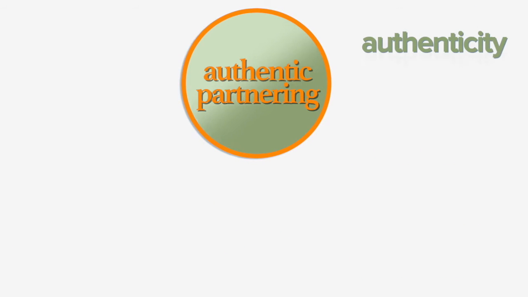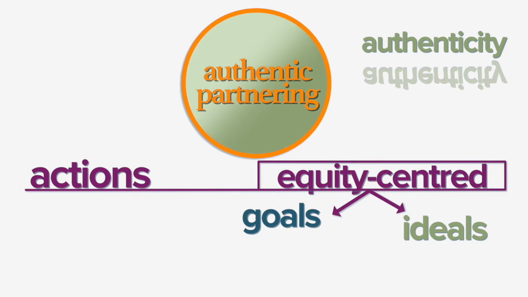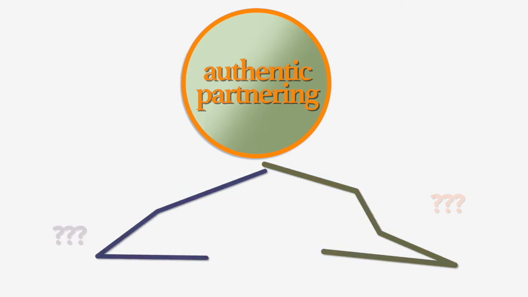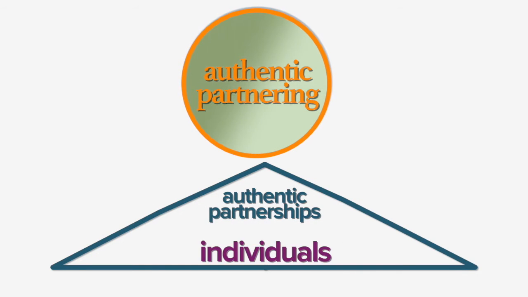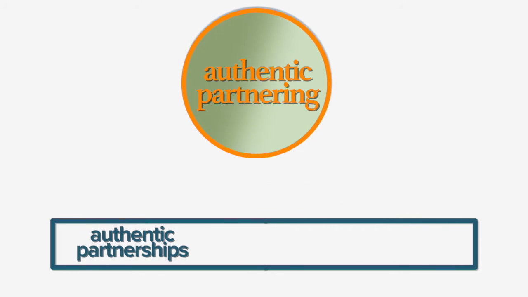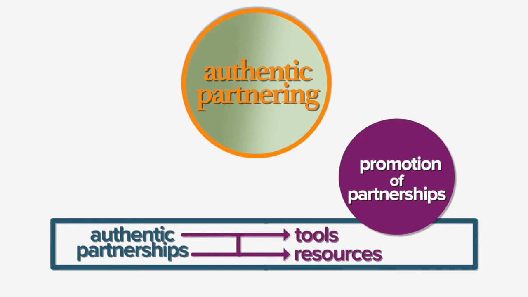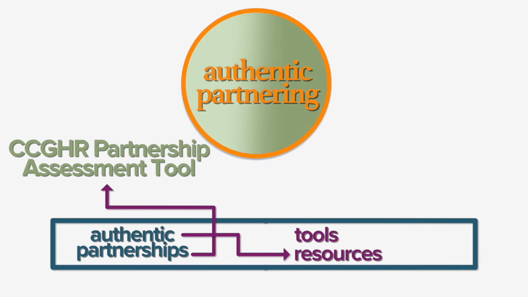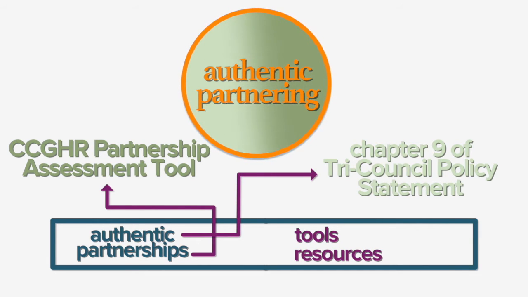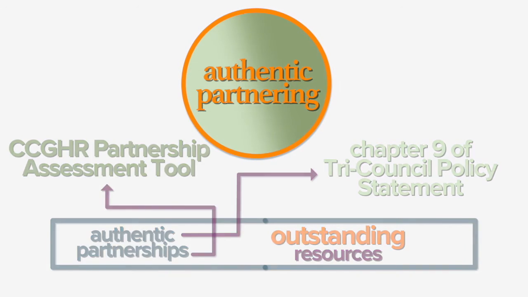Our authenticity is a reflection of how our actions align with our equity-centered goals, ideals, and theories. We must ask ourselves how we might best construct authentic partnerships as individuals, as teams, and as multi-actor collaboratives. And we can draw on excellent tools and resources to guide us in the promotion of these partnerships. These include the CCGHR Partnership Assessment Tool, or Chapter 9 of the most recent Tri-Council Policy Statement, both outstanding resources that can be used throughout the research process.